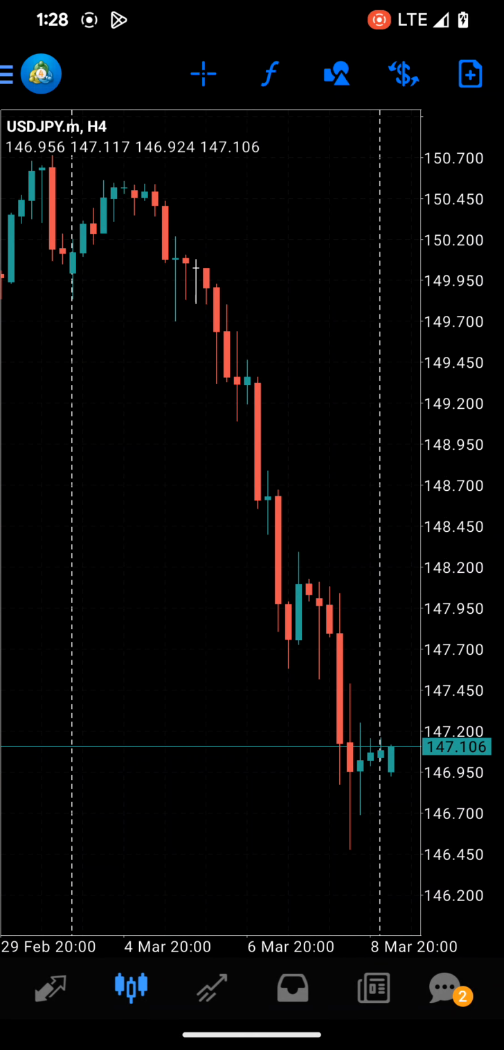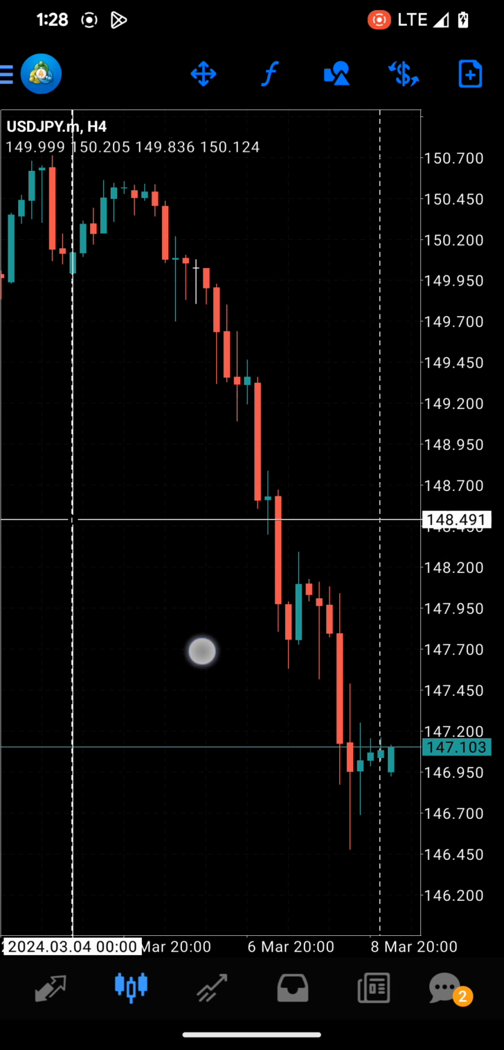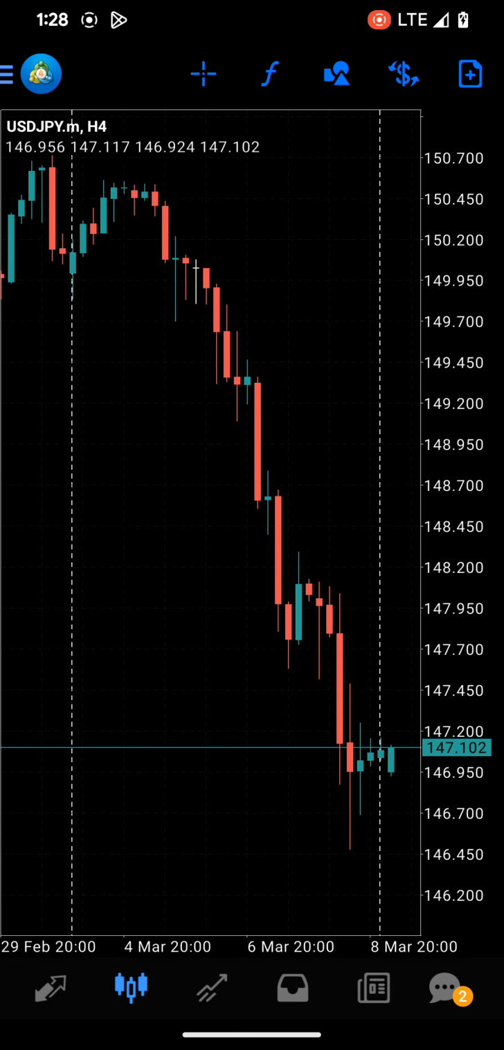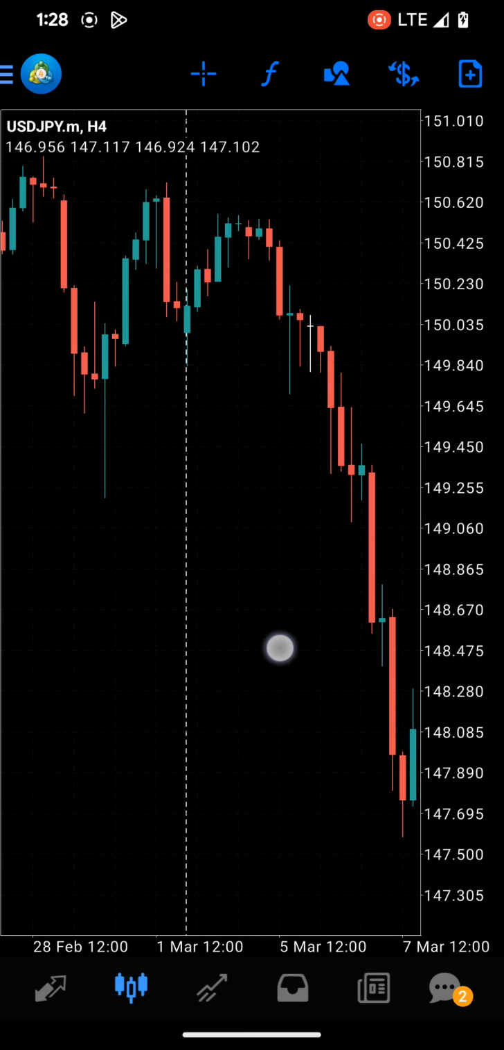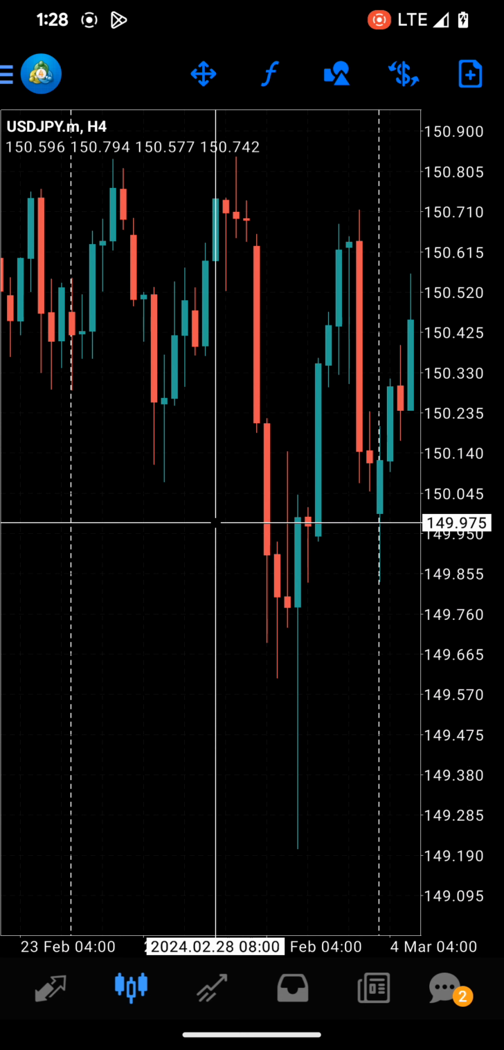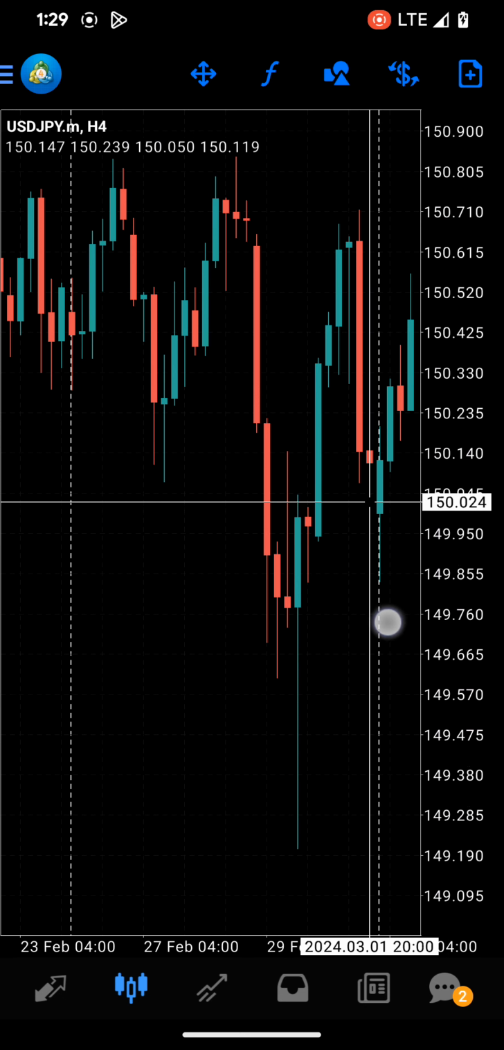Okay, right now we have USD JPY on the screen. We had a wonderful sell trade that started from here all the way up to here. So let's see if there was any opportunity to get that trade. So we start by analyzing the week before. We started from here all the way up to up here.